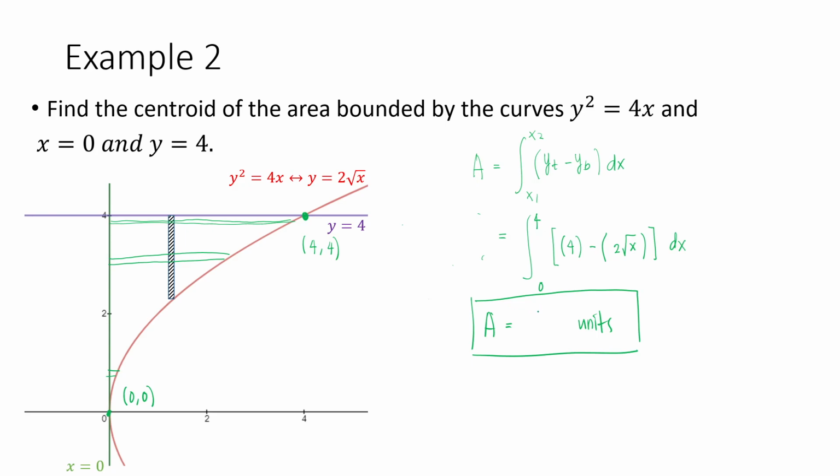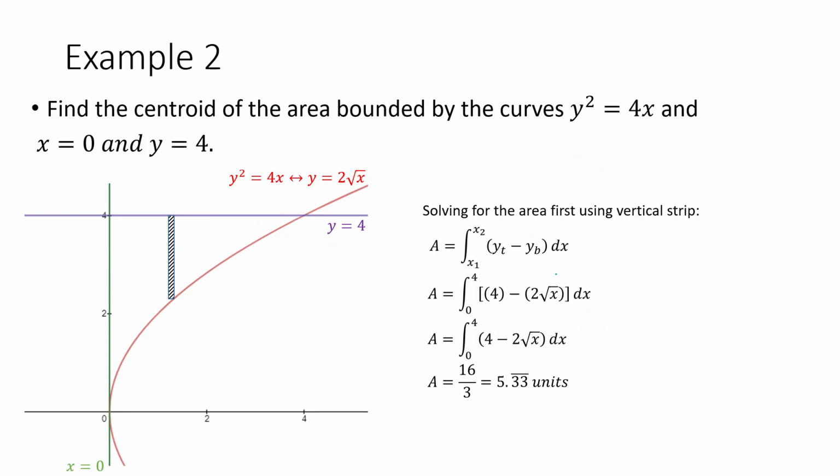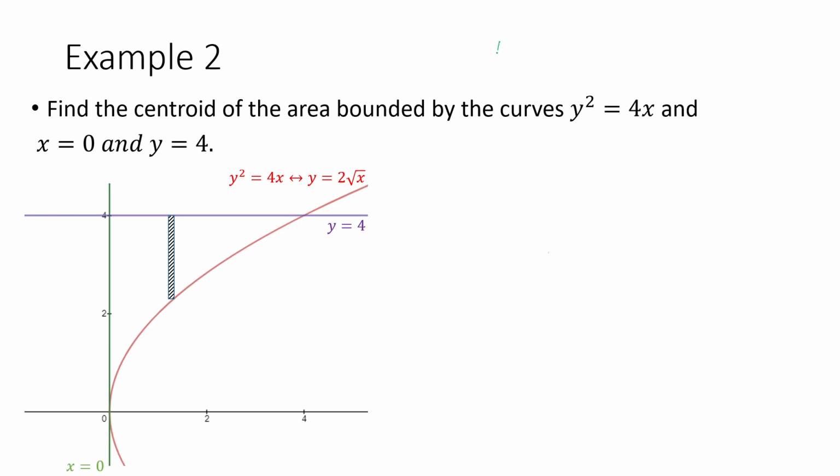Okay, so this should be 16 over 3 units, or 5.33. So let's try to write it here. So 16 over 3 or 5.33 units.